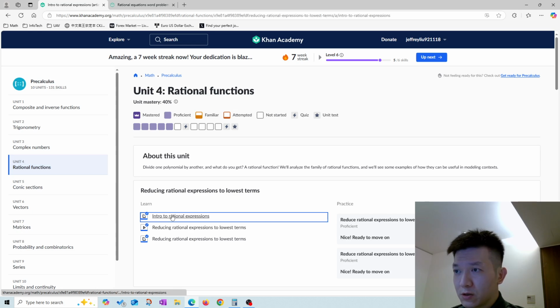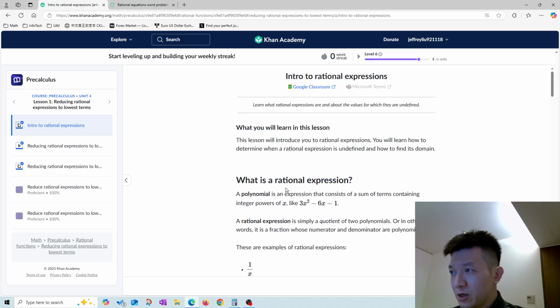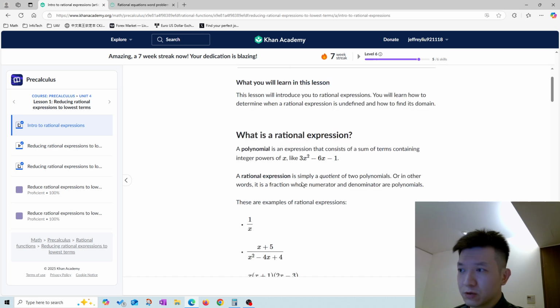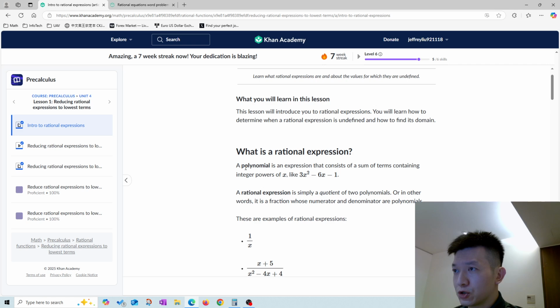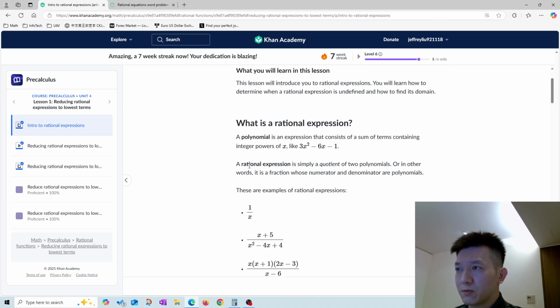So you can see here are some examples of rational expressions. You can see the definition. A polynomial is an expression that consists of a sum of terms containing integer powers of x, like 3x to the power of 2 minus 6x minus 1. Okay? But here are some rational expressions.